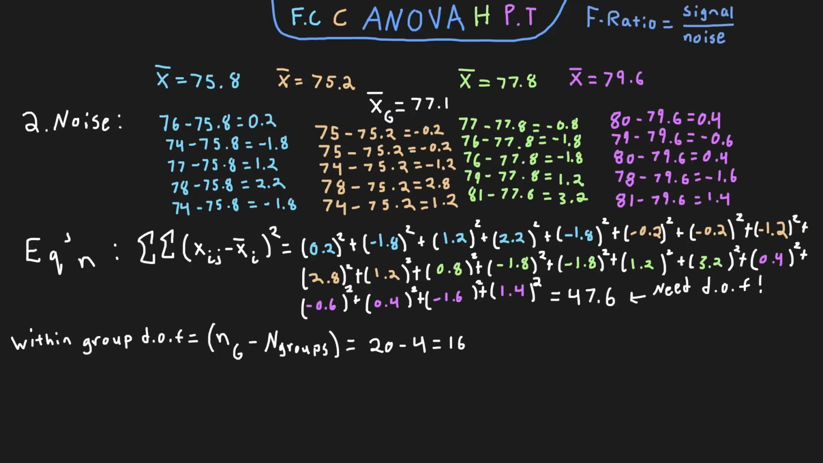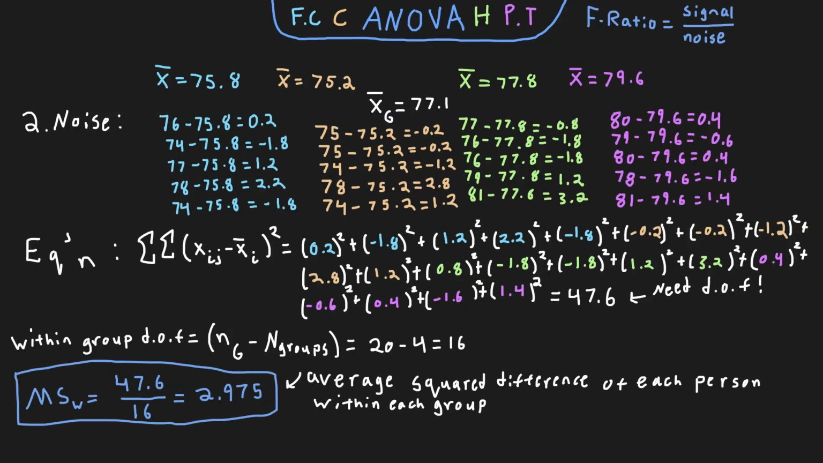However, like last time, this number doesn't tell us too much without dividing by the degrees of freedom. For within group degrees of freedom, it is slightly different but the same idea, where we can just take the total number of students, which is 20 in our case, and subtract the number of groups we have, so that being 16. So the within group mean square is again a ratio of 47.6 divided by 16, or 2.975, which is just the average squared difference of each person within their group.